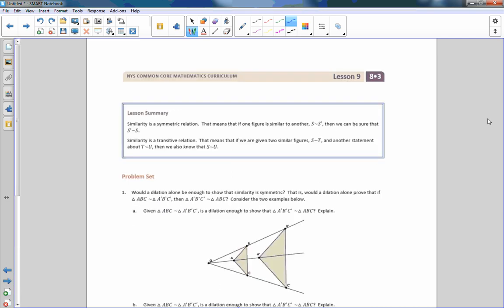That is the end of lesson 9. Review the summary and go to your problem set.